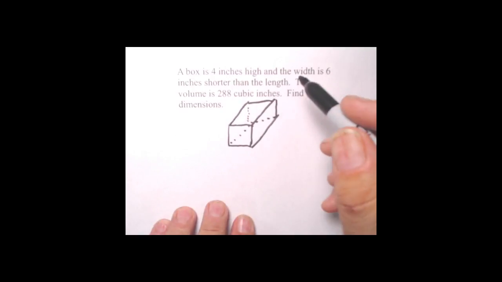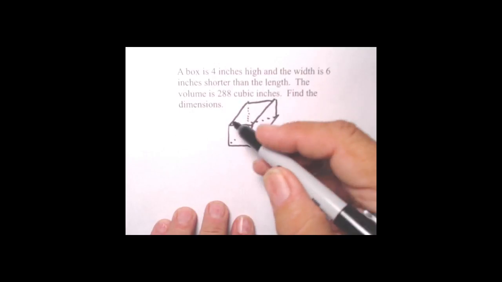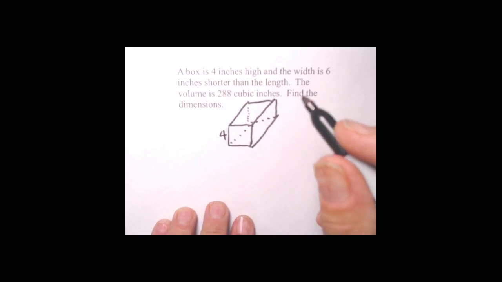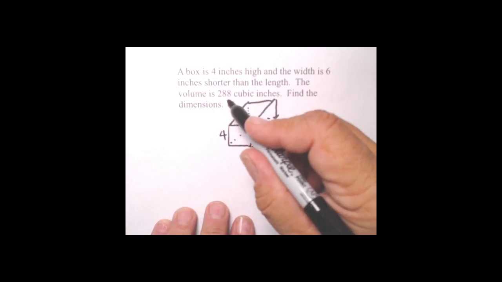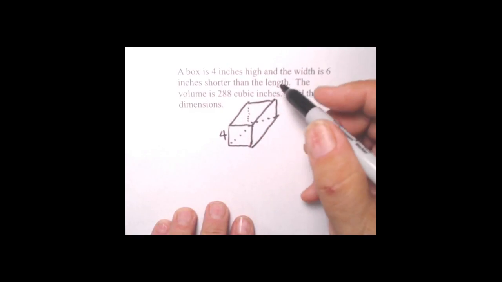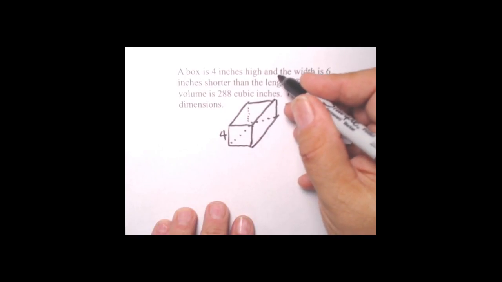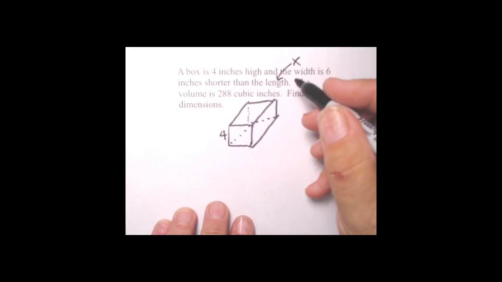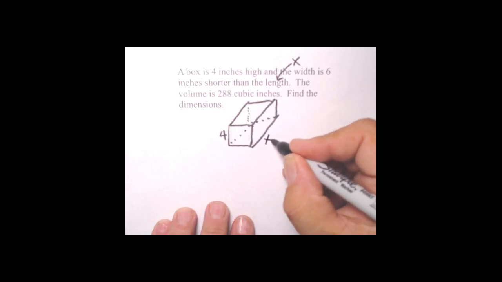Okay, now, let's start labeling these things. The box is 4 inches high. Well, here's the height here. So we know that's 4. Okay. The width is 6 inches shorter than the length. Okay, well, they mention length at the end here. So as we've said before, it's usually easier to make the guy at the end x. Now, length is alongside. So we'd say this is x.